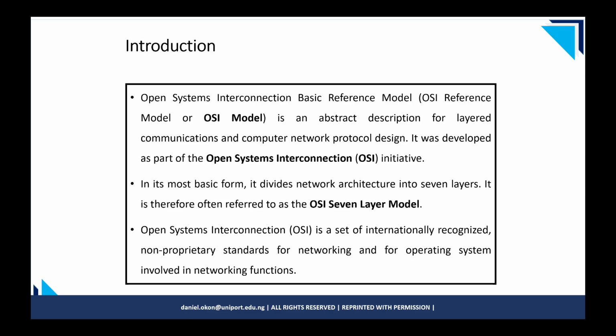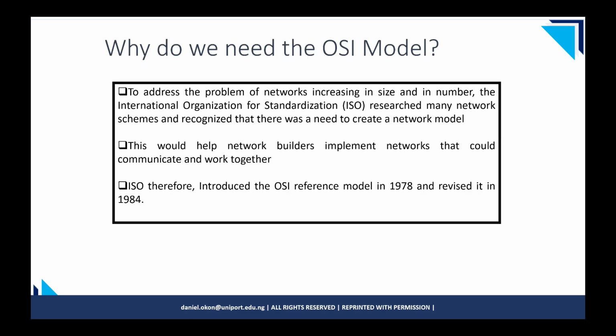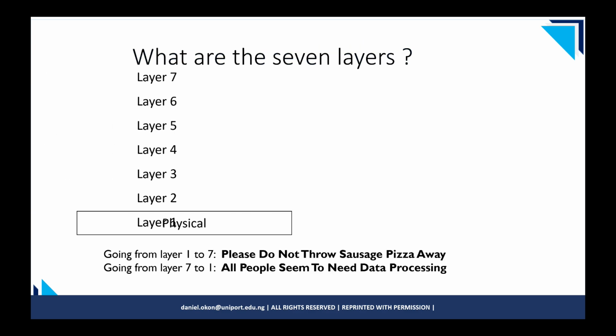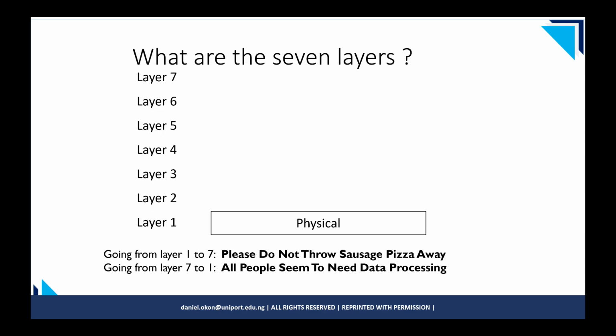It is just a model and a standard for networking and for operations involved in networking functions. They did it to address the problems of increasing network size and building stable networks and so forth. What are the 7 layers? We have layer 1 to 7. Starting from layer 1, it has to do with the physical layer.